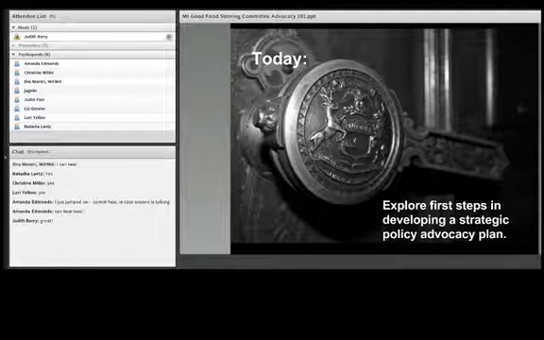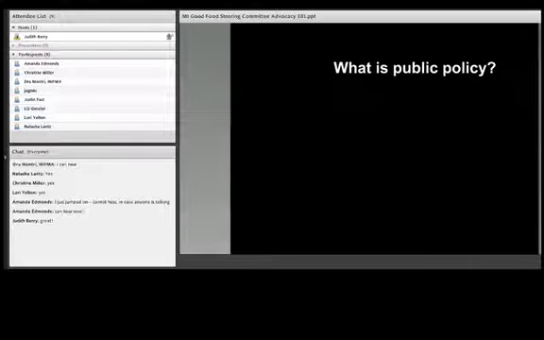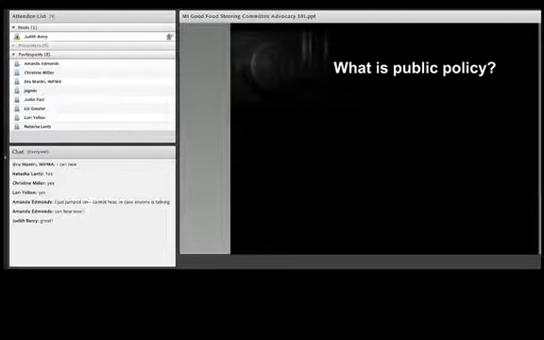So, one of the first things I think is a major barrier to public policy advocacy, particularly for the groups that are involved in the Good Food Charter, is we need to have a common understanding of what these words mean. So what is public policy?